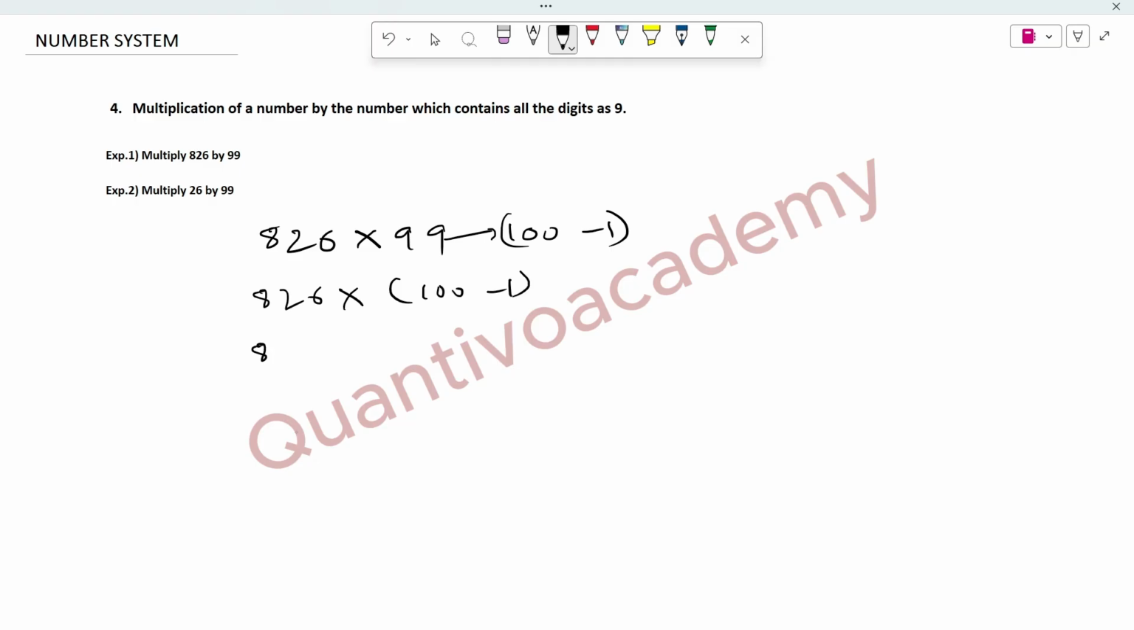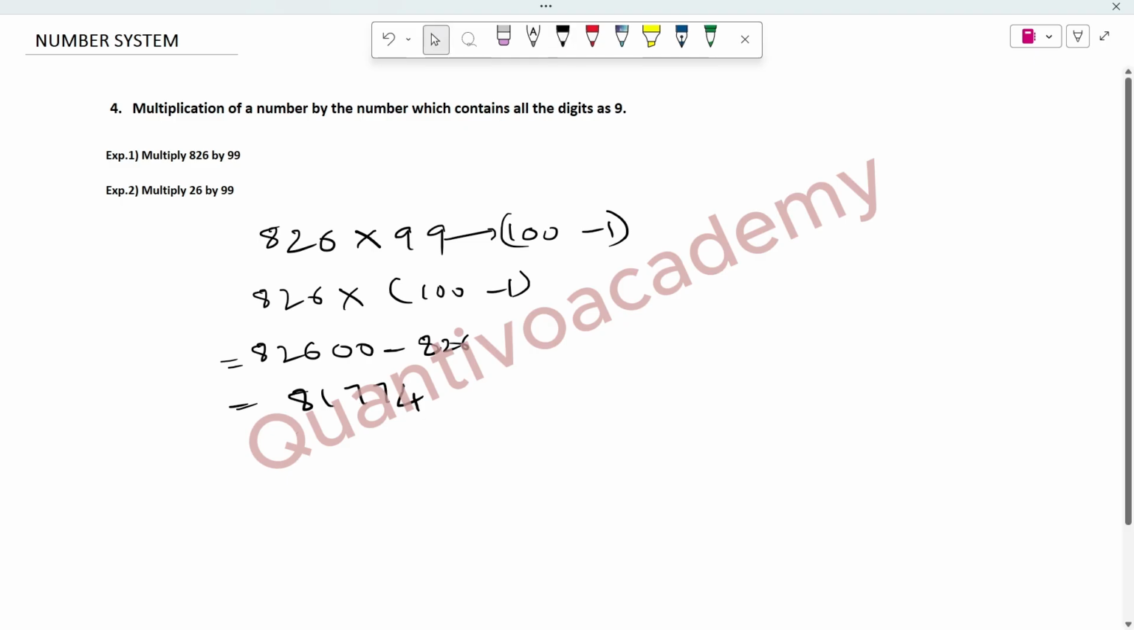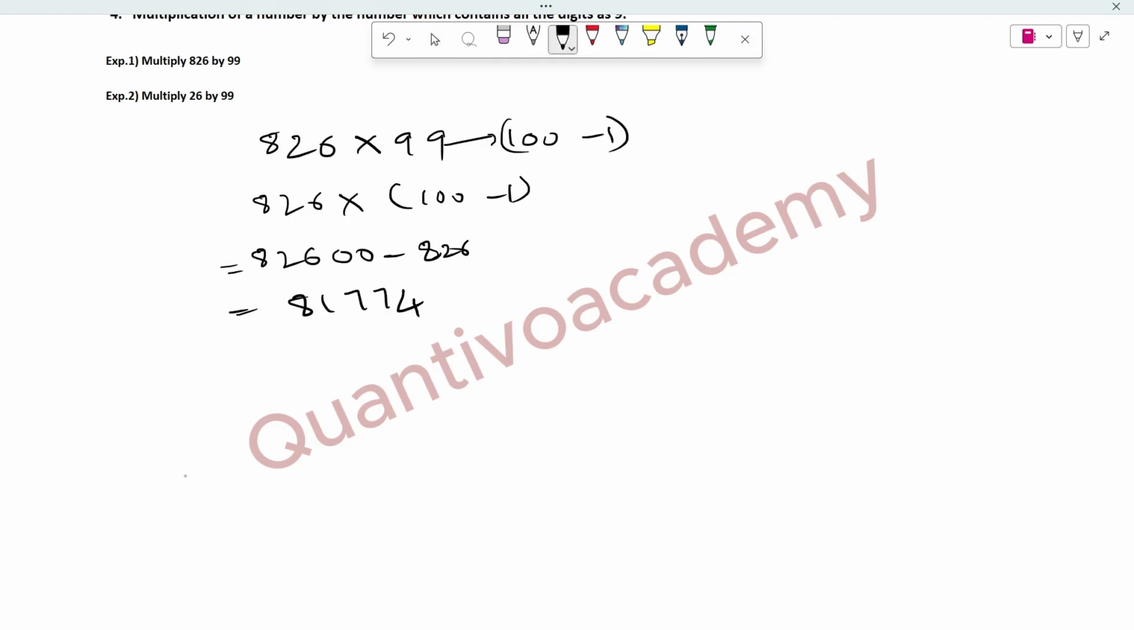So the answer will be 82600 minus 826. The answer for this is 81774. Now in the same way let's consider another example, that is, we have to multiply 26 by 999.